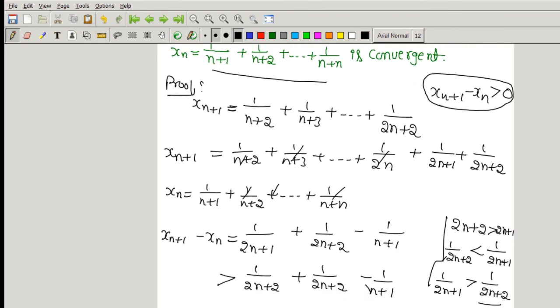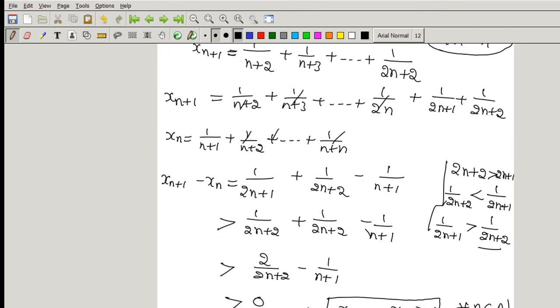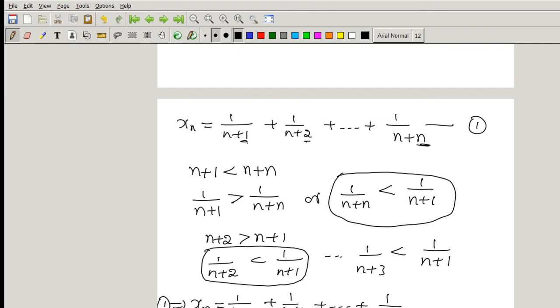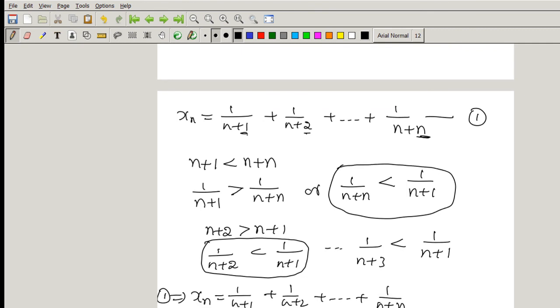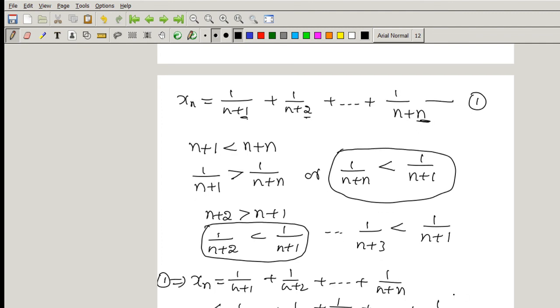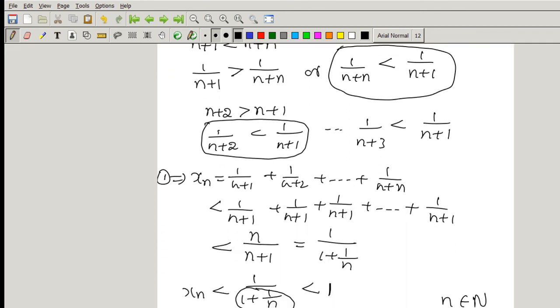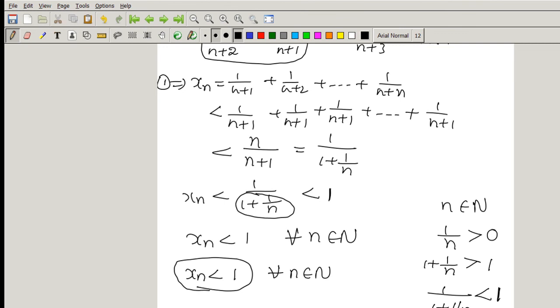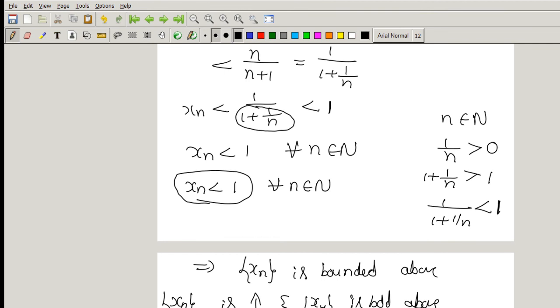So I am taking xn plus 1 minus xn is greater than 0, therefore it is monotonically increasing. And for the bounded condition, I have just changed equality to less than, with the help of these inequalities. Clearly these inequalities are true because of natural numbers. Therefore xn is less than 1 for all n belongs to N, therefore xn is bounded above.